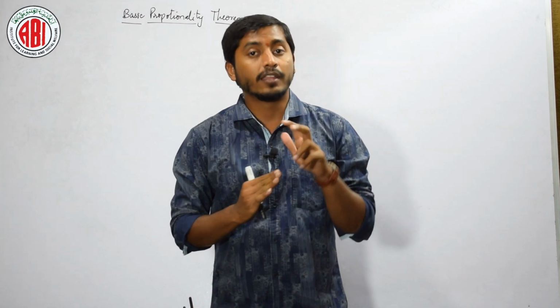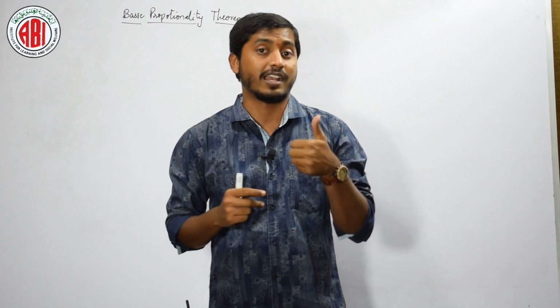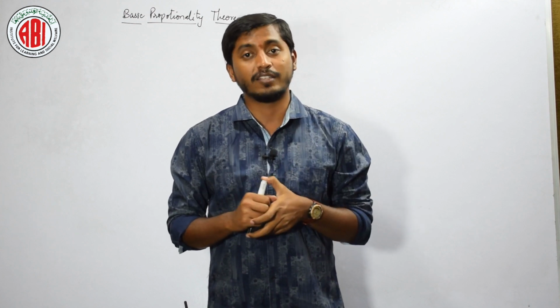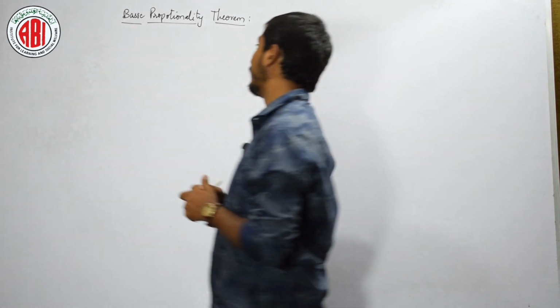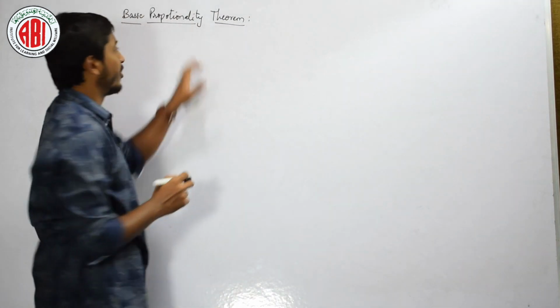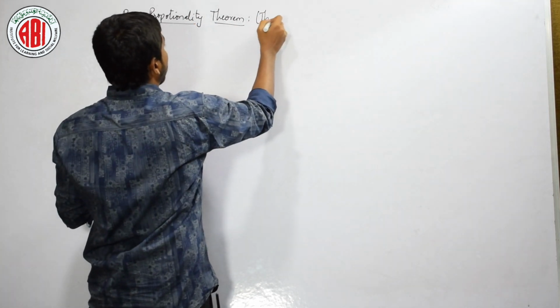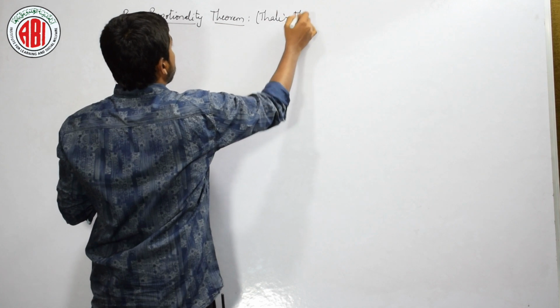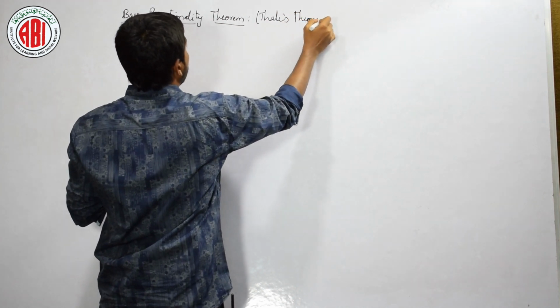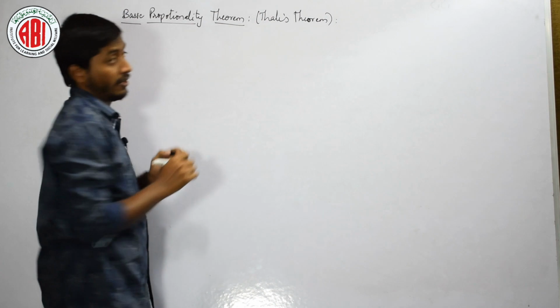Once again I want to tell you, whenever you are writing a theorem, make sure that you write its statement and its proof. The proof includes the required things: what is given, its construction and its diagram. Don't forget these basic things. Let us start the theorem. The basic proportionality theorem is also called Thales theorem. Thales is a scientist who explained this kind of theorem.